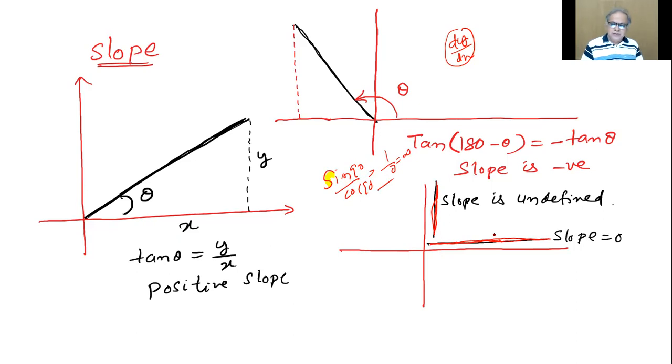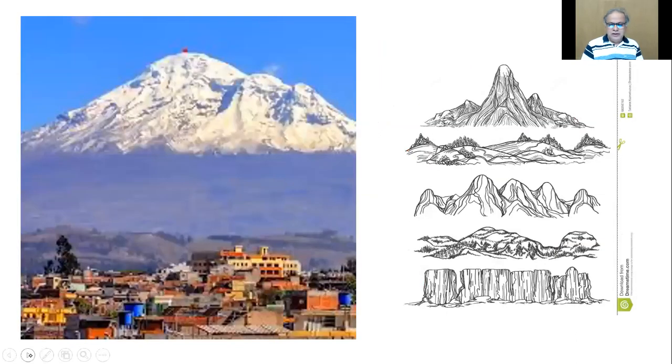Right? So once this is done, we are ready to understand something called maximum and minimum values. Look at this. I deliberately showed some mountains here.